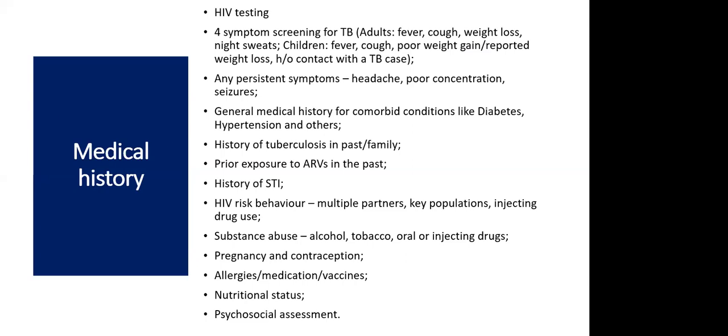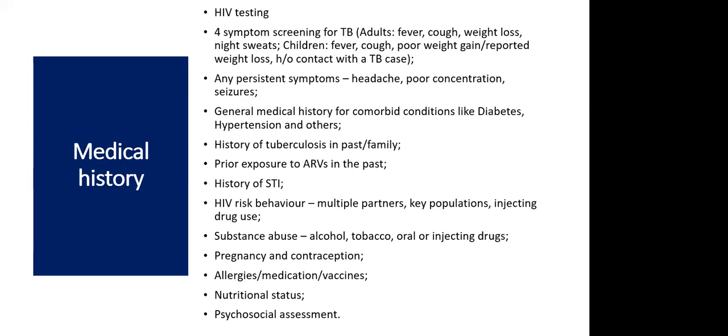In addition to TB screening, we need to look for other symptoms involving other systems, headache, poor concentration, seizures, and the general medical history for comorbid conditions like hypertension, diabetes, heart disease, kidney disease, liver disease, etc. History of TB in the past, as we discussed earlier also, and TB in the family. Prior exposure to antiretrovirals, we have already talked about it. History of sexually transmitted infections and treatment received, if any.